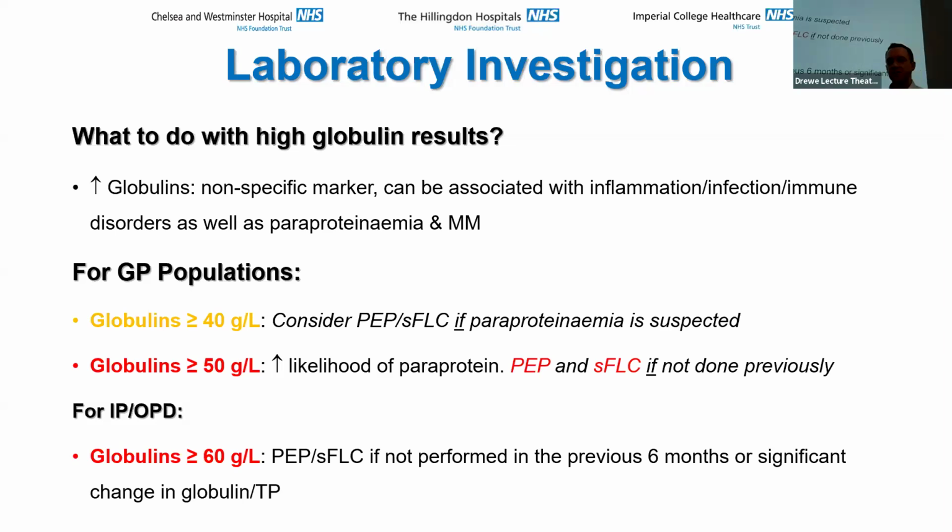In these cases, we recommend that electrophoresis and free light chains are done if they've not previously been done in the last 3 months. And we have a similar thing for inpatients and outpatients. Again, just because of the type of patients that we're seeing, we've got a slightly different globulin target for this, which is 60 grams per litre. And we have this set up as an automatic reflex to do our protein electrophoresis on these patients.